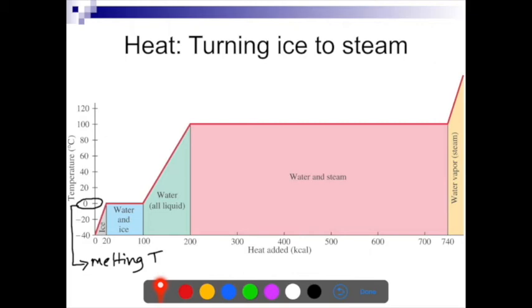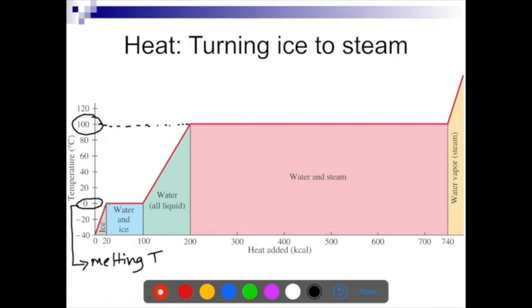Now, the temperature will stay at 0 degrees Celsius until all of the ice has melted into water. Okay? And once all of the ice has melted and there's only liquid water, so you only have a liquid phase, then any heat that's added to the liquid water will cause the temperature of this liquid water to increase. But it will only increase up to a certain point. And that temperature is 100 degrees Celsius.